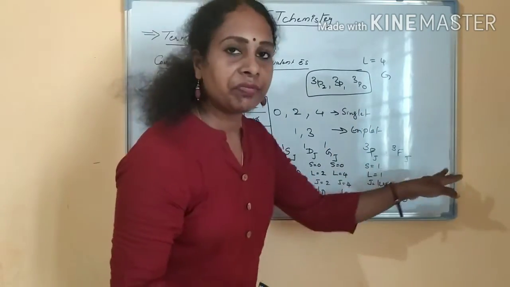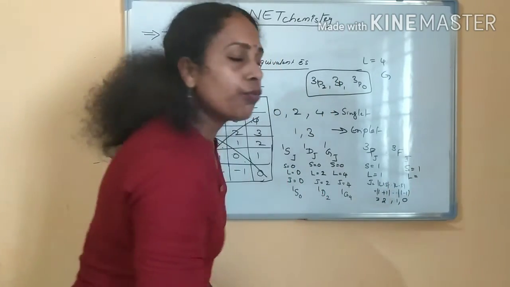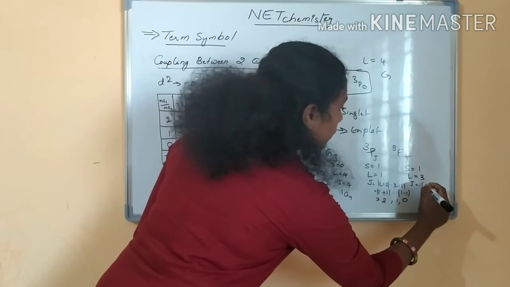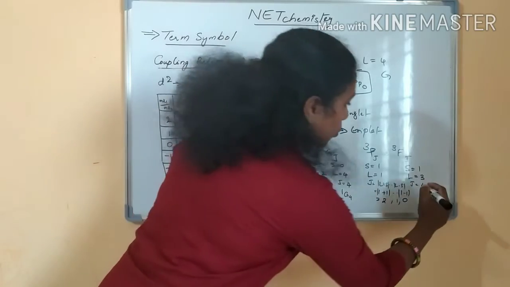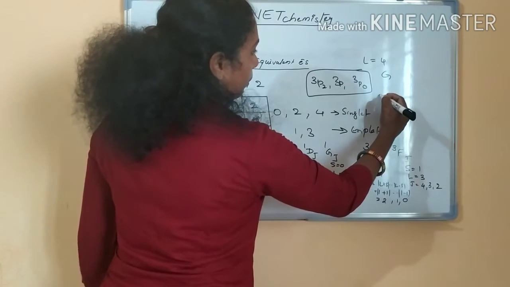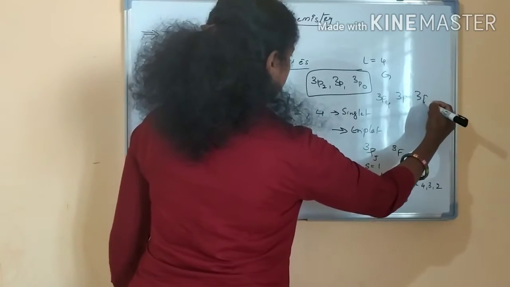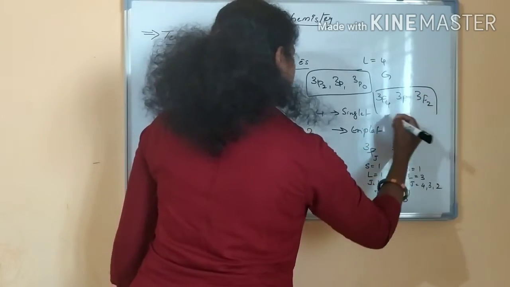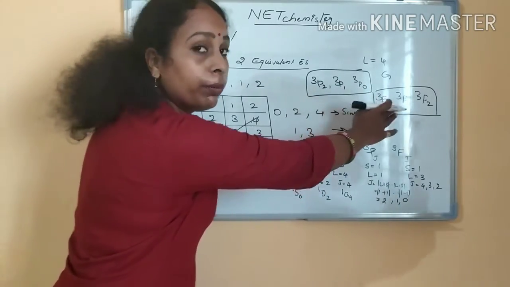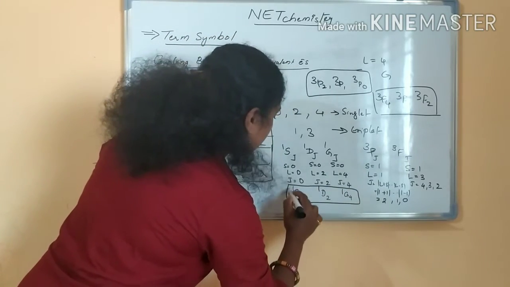Then 3FJ. What is the S value? S value is equal to 1, and for F the L value is equal to 3. So J value is 3 plus 1, 4, and 3 minus 1, 2. So 4, 3 and 2. For that you will get 3F4, 3F3 and 3F2. These are the two sets of term symbols you will get for the triplet state, and this is the set of term symbols you will get for the singlet state.